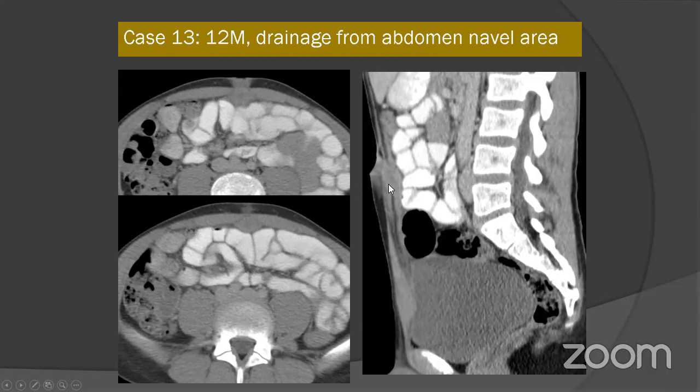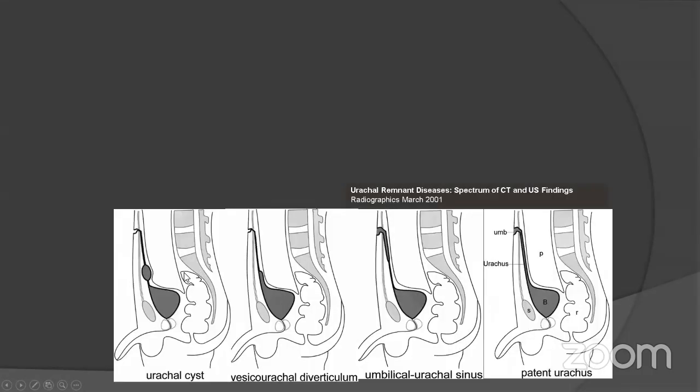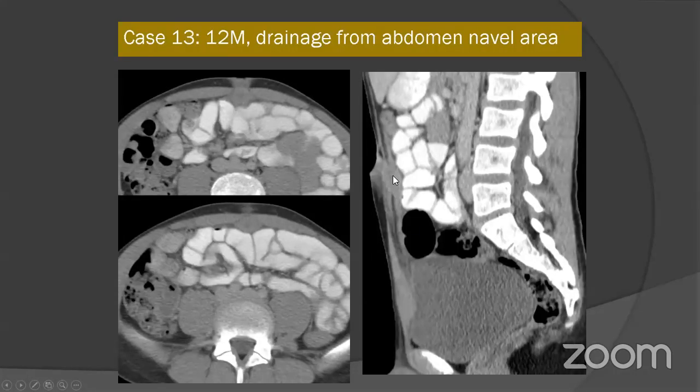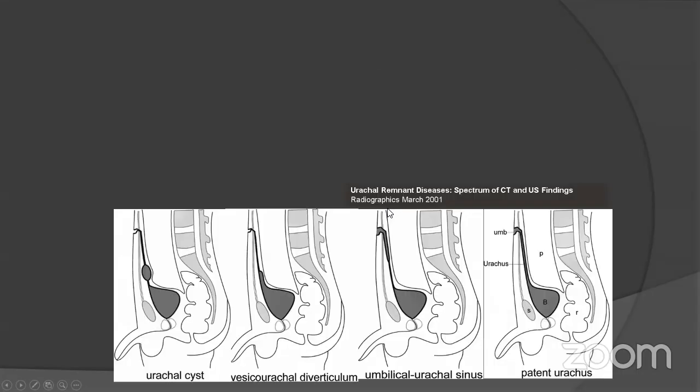And what you can see, yes, excellent. It's a urachal sinus that's infected. Wonderful. So this is basically a spectrum of urachal remnant disease, an excellent review article in Radiographics. And our picture is that of an infected umbilical urachal sinus, as you can see here. This is infected, say, stranding, and it's a urachal sinus.